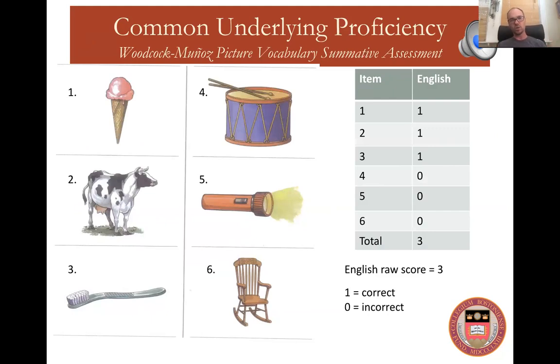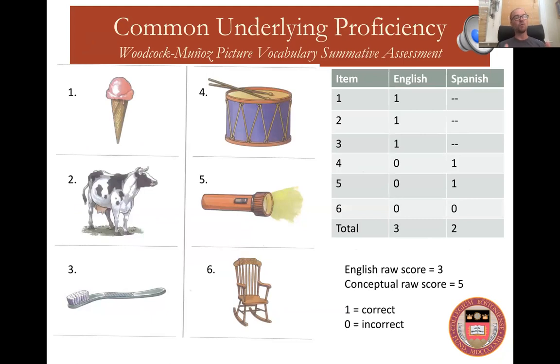So you can see the score sheet here on the right. Item 1, 2, 3, 4, 5, 6. And then the English performance. In this case, the student knew ice cream, cow, and toothbrush. You can see they got a 1. They didn't know drum, flashlight, and rocking chair. They got a 0. So they have a total raw score in English of 3.